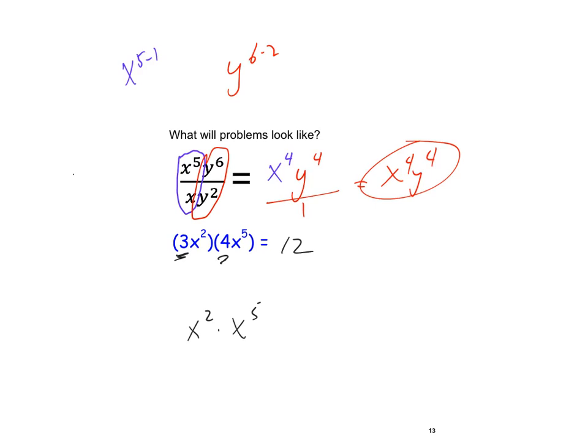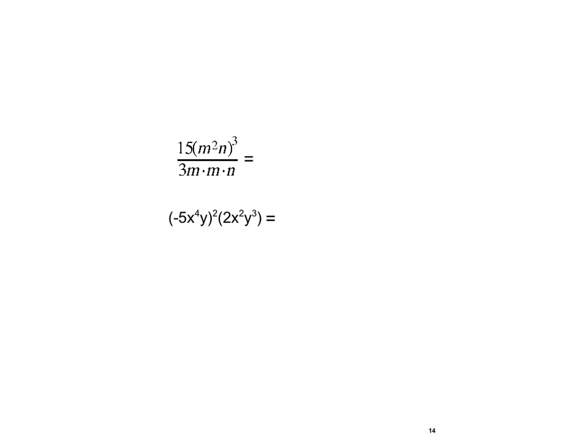Sorry, stopped to cough there, and I don't know if I'm picking up where I left off, but we've got x squared times x to the 5th. So this is not power of a power. This is product of the powers. Okay, so again, you just add those exponents. So that would be x to the 7th. So this is 12x to the 7th. So you're just kind of doing this part by part and just applying the rules where needed.